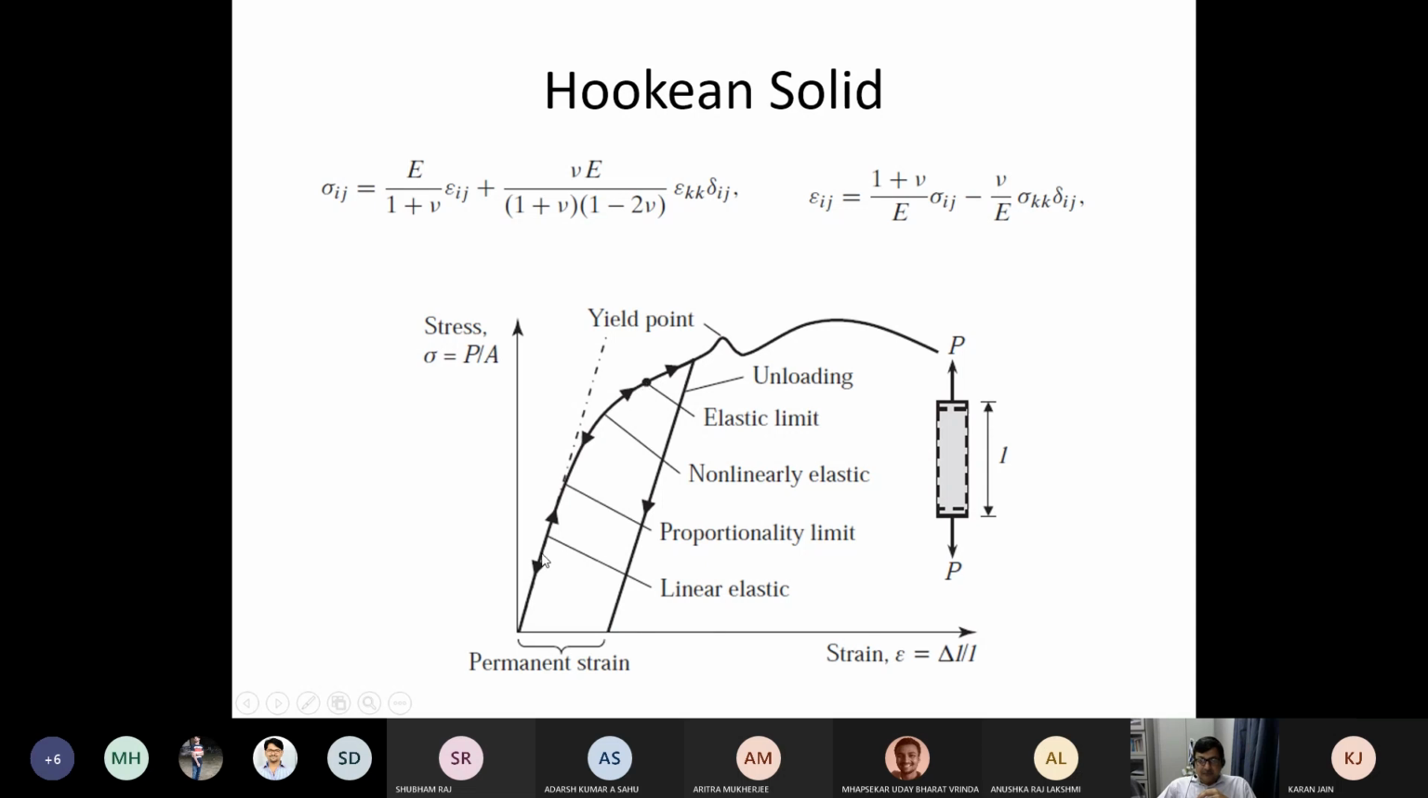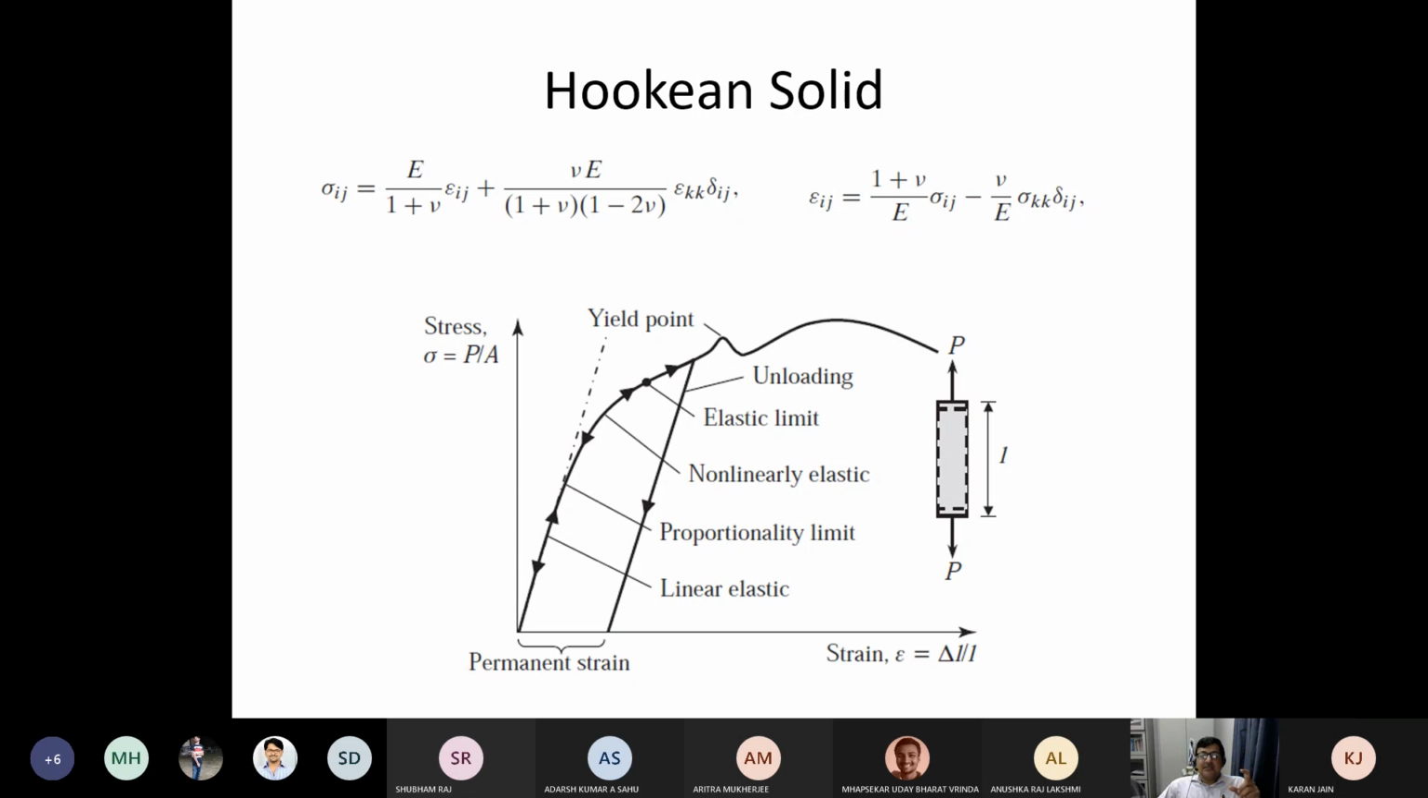It will come back following this way. There is no hysteresis. But if you go beyond the elastic point, what will happen? It will show some sort of hysteresis. It will not come back along the same path that you have loaded. And beyond the yield point, there will be a failure of the material, beyond which you just cannot have any elastic property remaining.